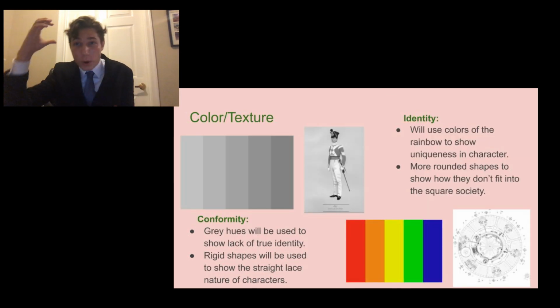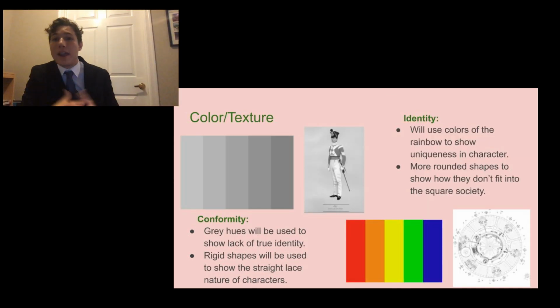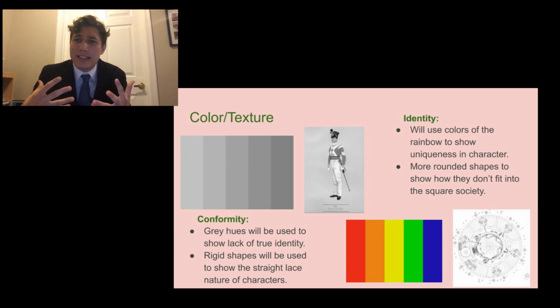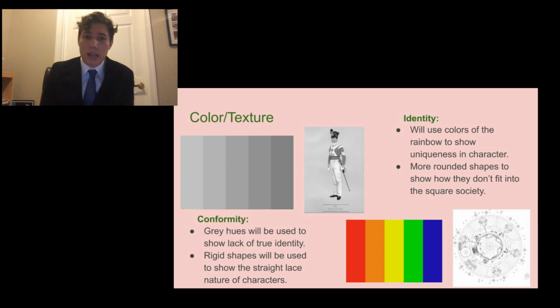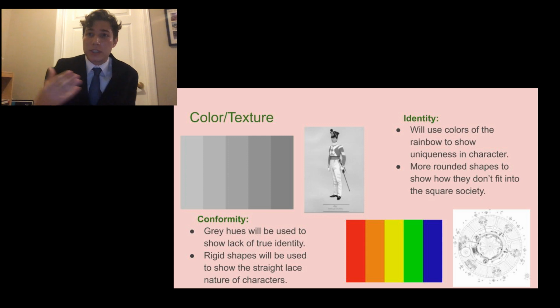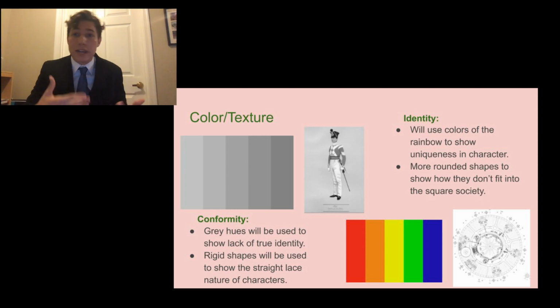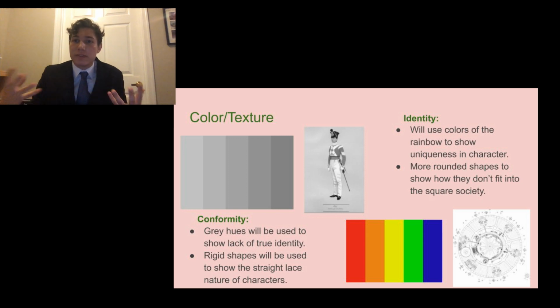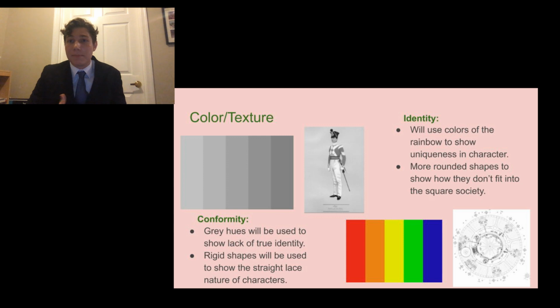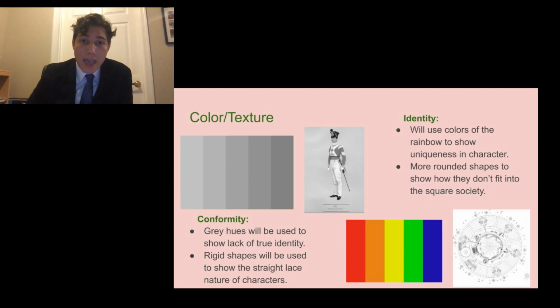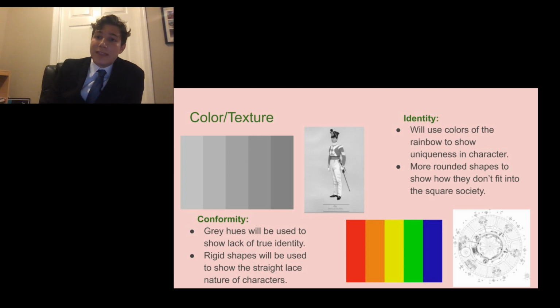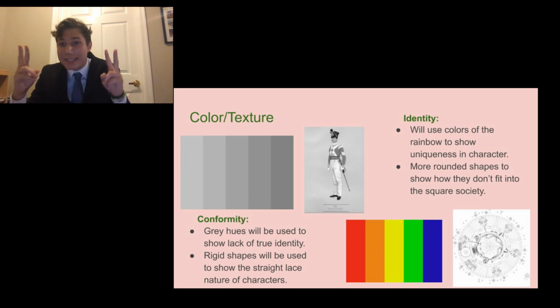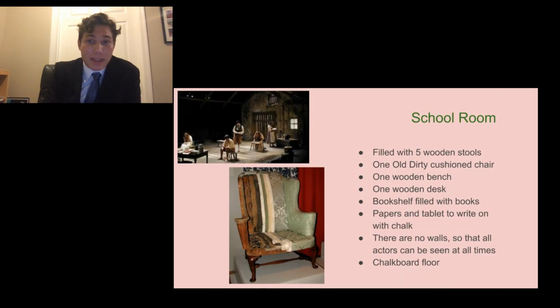So basically for conformity, we said just lots of gray hues that show their lack of identity, and then just lots of rigid shapes. So as you can see in the British uniform, there's just lots of sharp angles, which is basically what we're going for. And then for identity, we were thinking just lots of colors and vibrancy to their characters to show how they're not identical, they're different. And then just more rounded shapes to show that they don't fit into this square society.